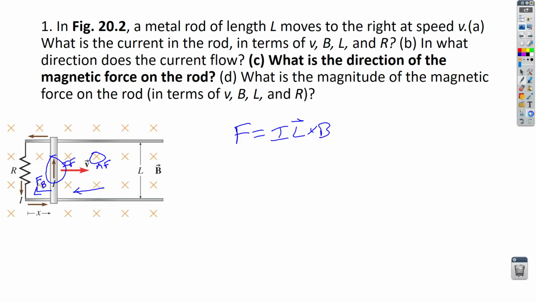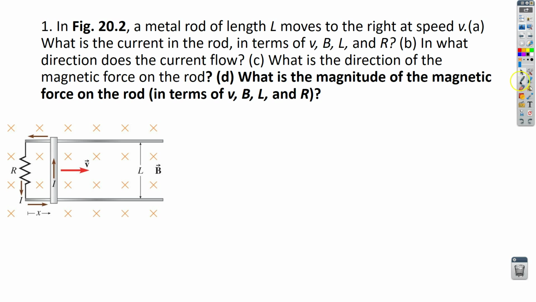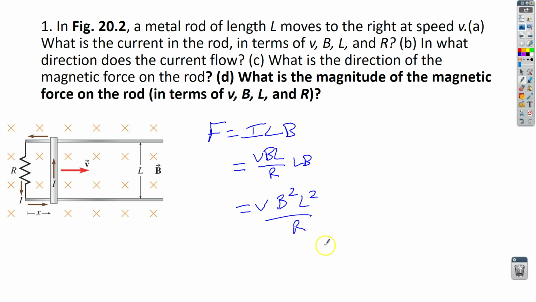So let's go ahead and take a look at the next one, which would be letter D. They want to know what is the magnitude of the magnetic force in the rod, and they want it in terms of V, B, L, and R. So force is equal to ILB. We can rearrange this then. We know current is VBL over R times LB. And so now we can square the B's. So we've got V B squared times L squared all over R. All right, so that one was pretty easy.